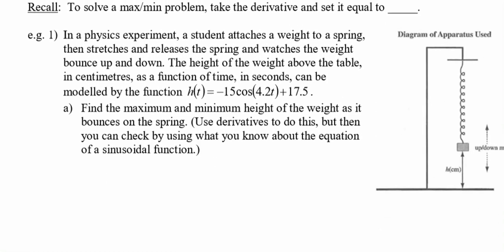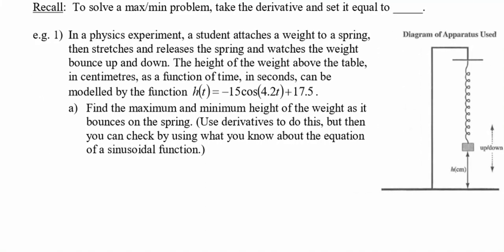In a physics experiment, a student attaches a weight to a spring, then stretches and releases the spring and watches the weight bounce up and down. The height of the weight above the table in centimeters as a function of time in seconds can be modeled by the function h(t) = -15 cos 4.2t + 17.5. Find the maximum and minimum height of the weight as it bounces on the spring. So we use derivatives to do this, but then you can check using what we know about sinusoidal functions.